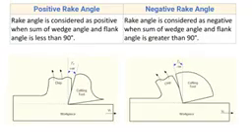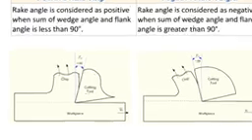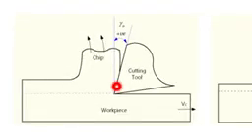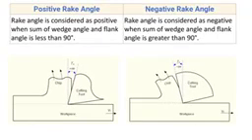Okay, so the rake angle is considered as positive when the sum of wedge angle and flank angle is less than 90 degrees. So here the sum of this wedge angle and the flank angle is less than 90 degrees. When such a situation is there, it is known as positive rake angle.